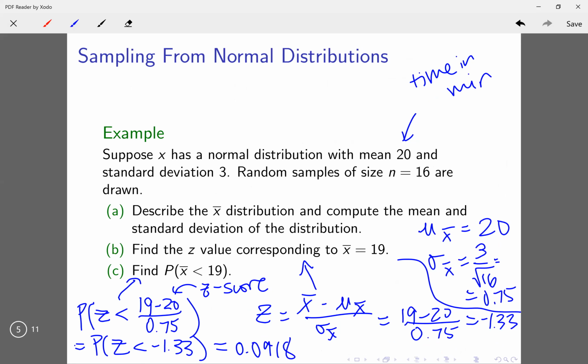That says that if I take a sample of 16 students and average the amount of time they can pay attention to an online lecture, the probability that that average is less than 19 minutes is 9.18%, or 0.0918.